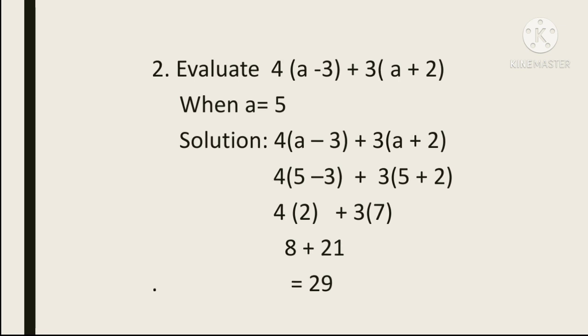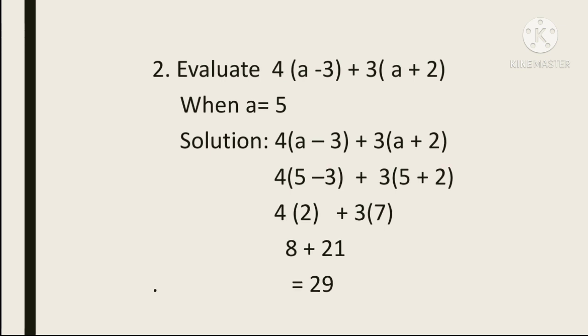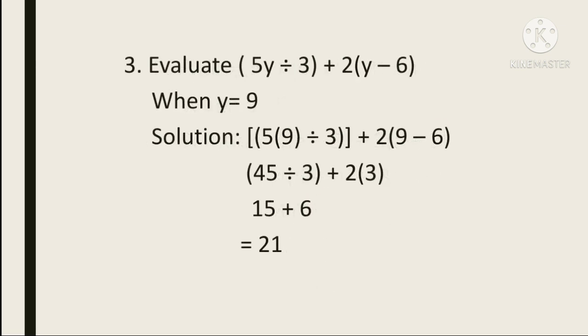So 4 times 2, plus 3 times, 5 plus 2 is equal to 7. So 4 times 2 is equal to 8, plus 3 multiplied by 7 is equal to 21. 8 plus 21 is equal to 29. So 4 open parenthesis a minus 3 close parenthesis plus 3 open parenthesis a plus 2 close parenthesis is equal to 29.